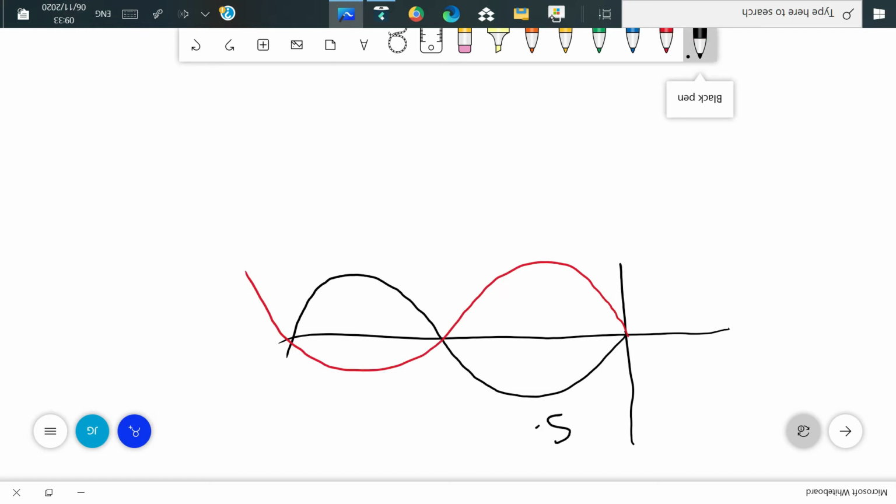Now, the black graph there is the sine of theta, and the red graph is minus the sine of theta. So when I said to you it always starts to go uphill on the y-axis, it might be going downhill if it was a negative curve. So negative curves will go the opposite direction. So the red graph there is minus the sine of theta.